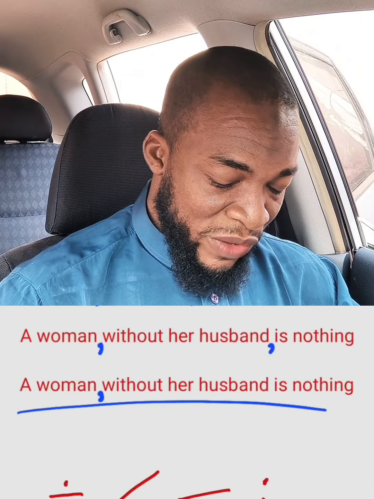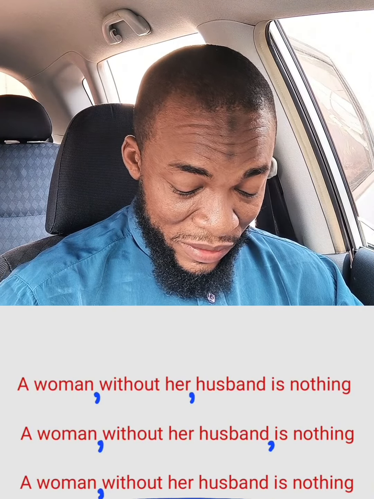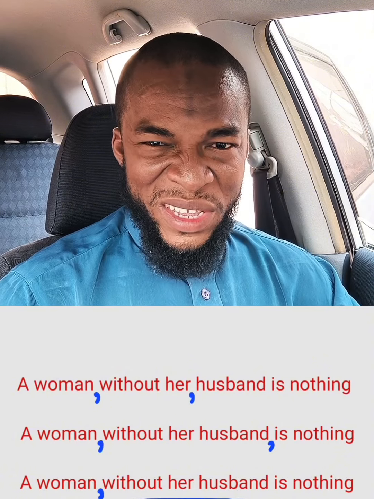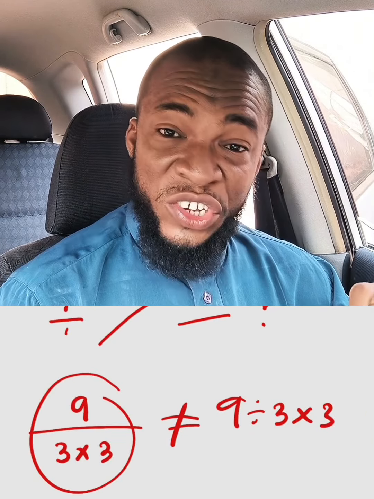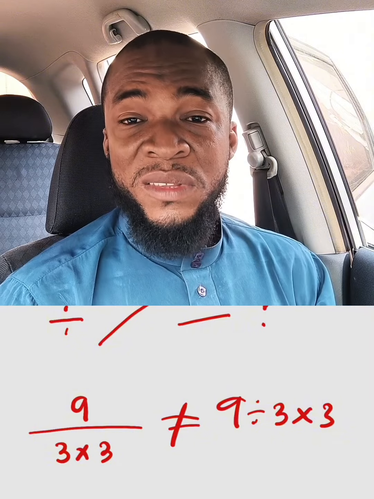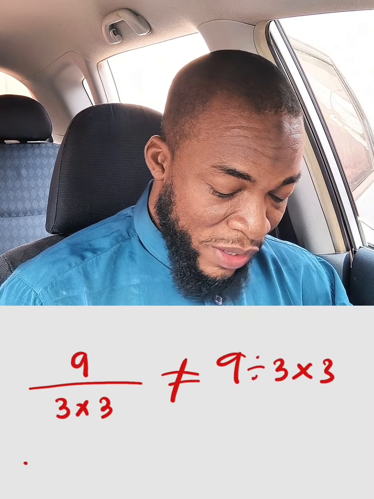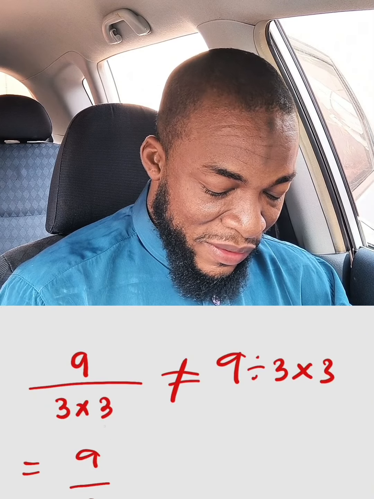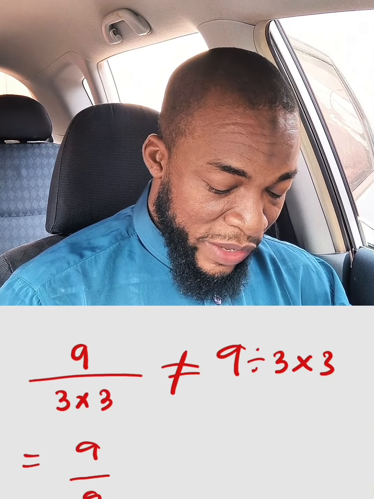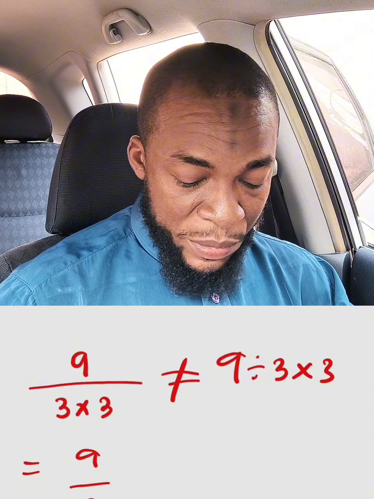Just like the previous sentences, a comma is a comma, but because the commas are placed in different positions, the meaning of the sentence changes. Likewise here, the meaning of these expressions will change depending on where you place the division sign. For this one, you can see it will be what? 9 divided by 9, because this is 9 as well. And this will give us what? 1.